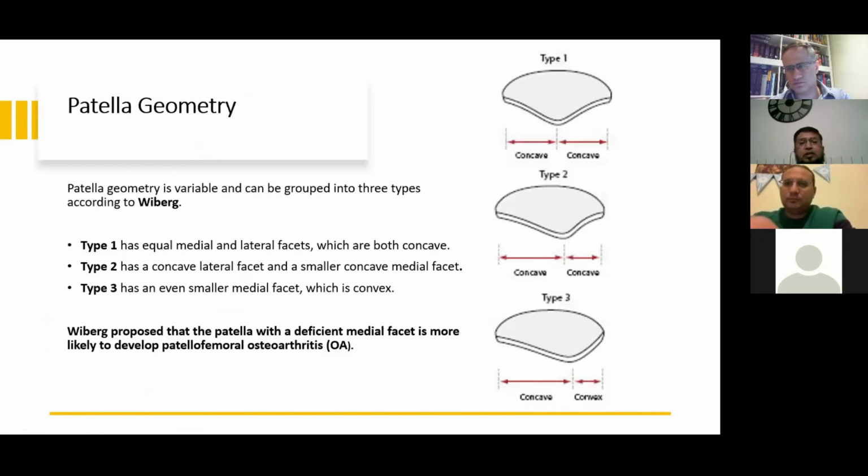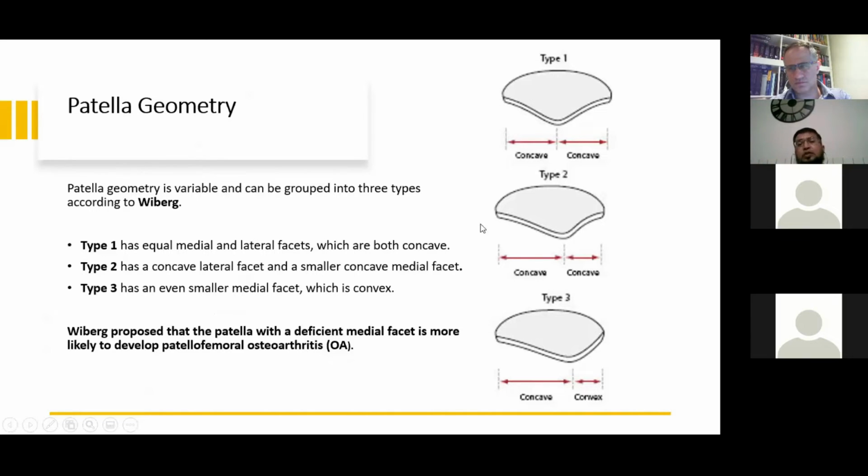This is regarding patella geometry: it has two facets, medial and lateral. Normally they are equal in size and they both are concave, and we can classify according to the Wiberg classification. Type 1 has equal medial and lateral facets, which are both concave, while in type 2, the medial facet is smaller than the lateral facet, but still both are concave, and in type 3, the medial is smaller and convex as compared to the lateral side.